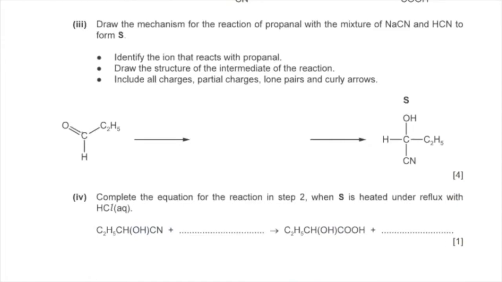Now the C=O double bond will break heterolytically. C gets a partial positive charge and O gets a partial negative charge. An arrowhead towards O. And CN minus with a lone pair of electrons from the catalyst NaCN gets attracted towards this carbon with a partial positive charge. Now the next, which is the intermediate product, will have CN attached to it, and an O with a lone pair of electrons and a negative charge, which will be attracted towards H plus from HCN.